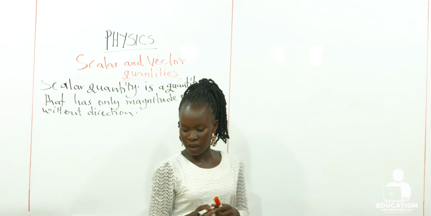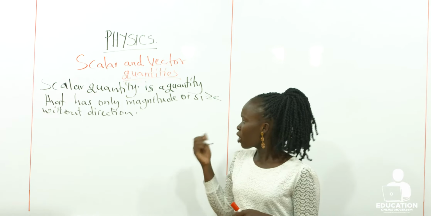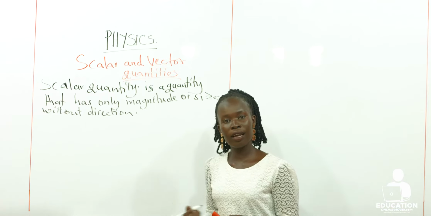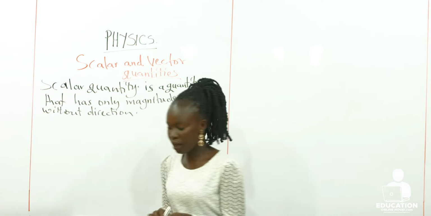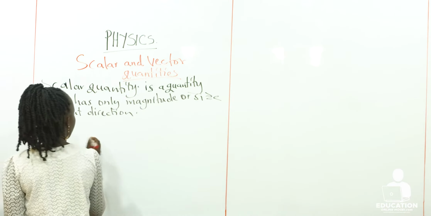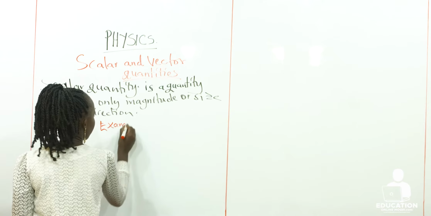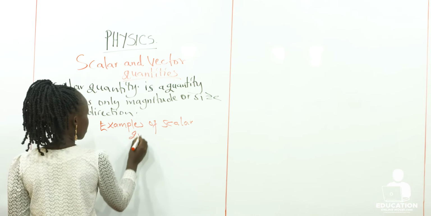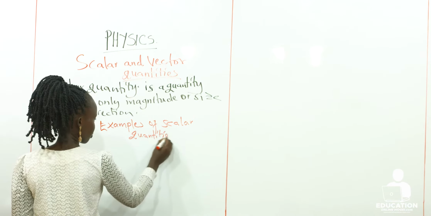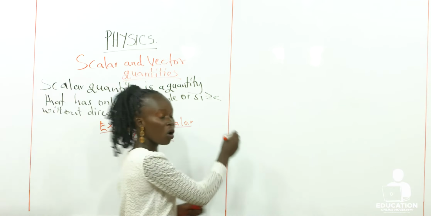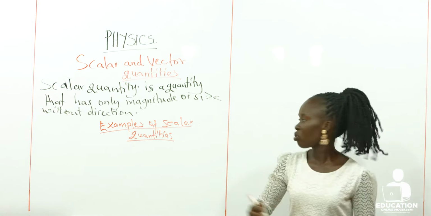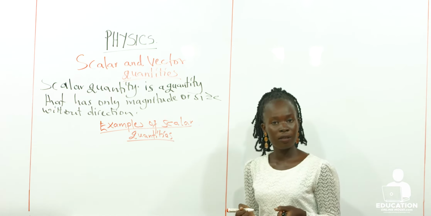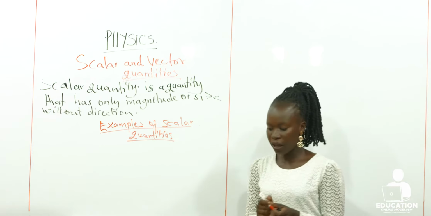So if we define it like that, what do you think are these quantities? What are these measurements that we can put under scalar quantity? Let's take a look at the examples of scalar quantities. There are so many measurements that you can put under that, so many measurements that have only the size. They only have their magnitude without the direction.